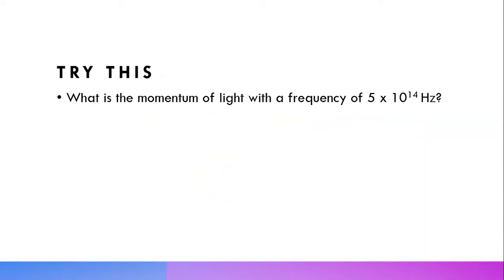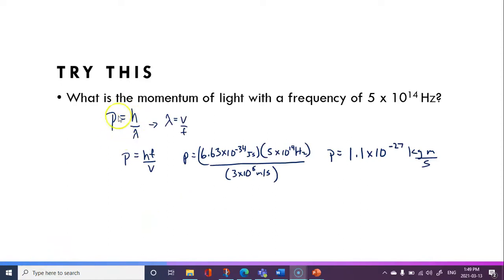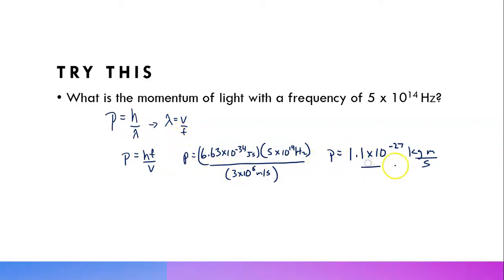Give this one a try. What is the momentum of light with the frequency of 5 times 10 to the 14 hertz? Pause the video now and let's see how you do. Taking that formula that we used in the last example and the universal wave equation to combine to find this hf over wavelength. Now you could have done this where you found the wavelength and then just put it into the universal wave equation to find the frequency. That would have worked just as well. But you should have ultimately come up with 1.1 times 10 to the negative 27 kilogram meters per second. Or you could have said Newton seconds or joule seconds per meter.